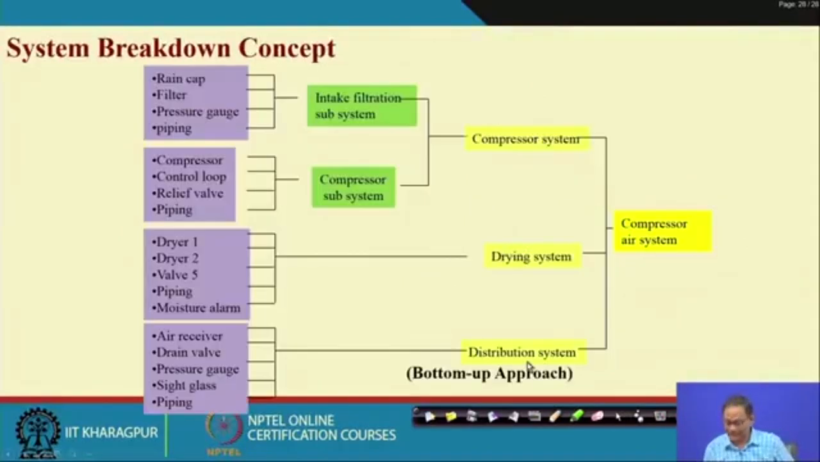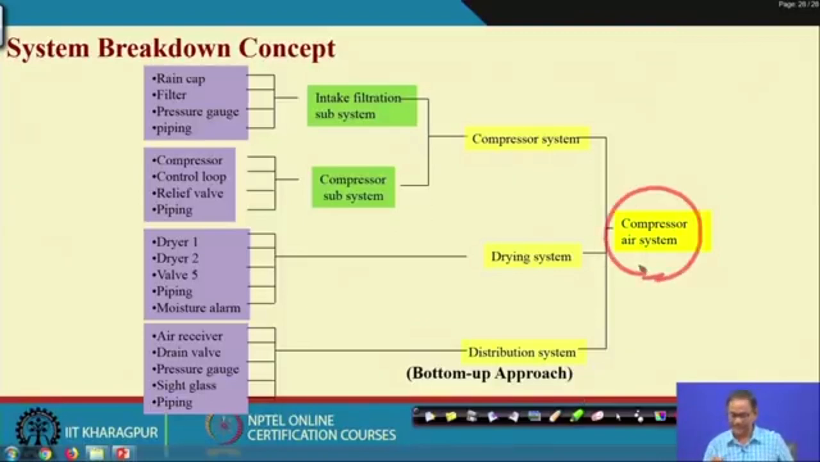So, now what happened, if I go by the hardware approach, bottom up approach, my totality is the compressed air system. You see that compressor subsystem, drying subsystem, distribution subsystem, three things. Air coming to the compressor, compressed to required pressure, then coming to the dryer, it is dried, then going to the distribution system in the receiver and going to the pneumatic machines.